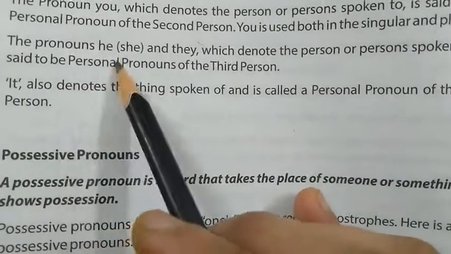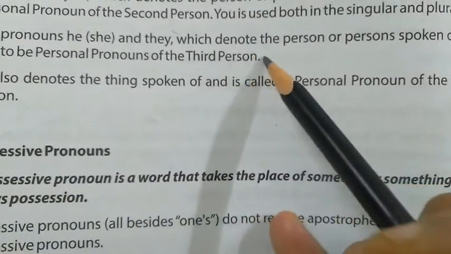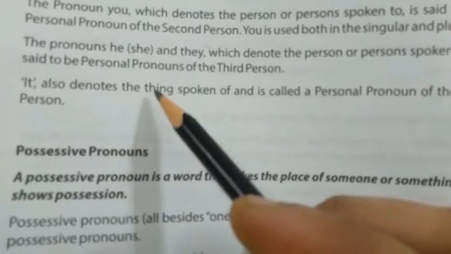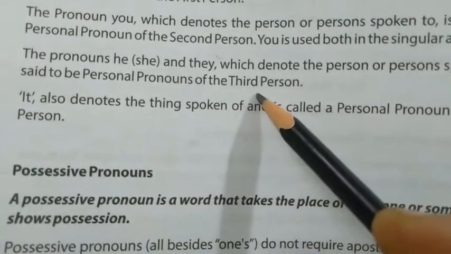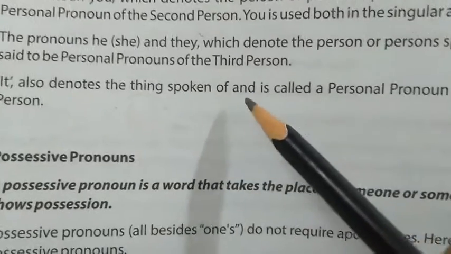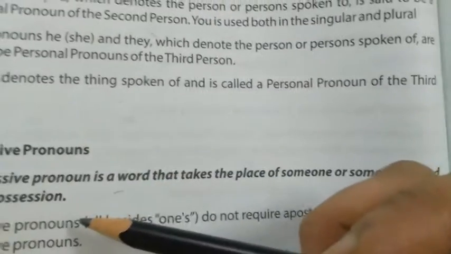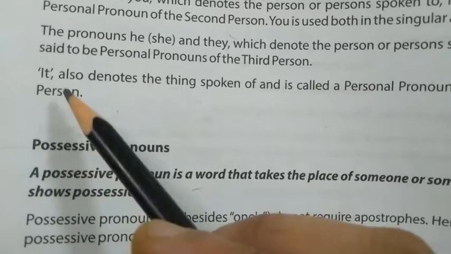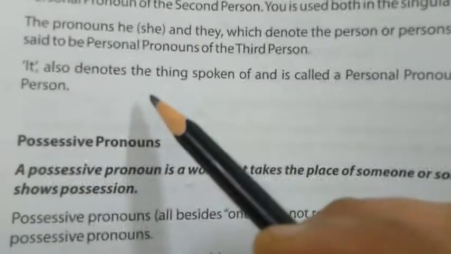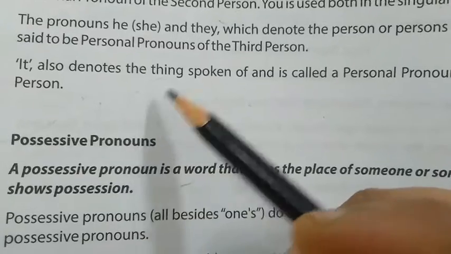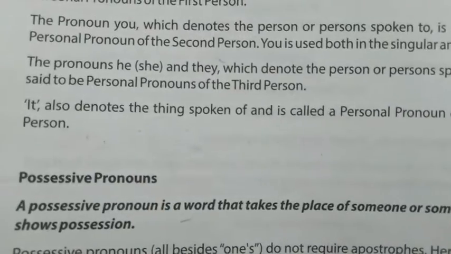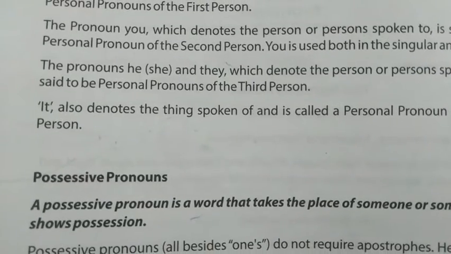The pronouns he, she and they, which denote the person or persons spoken of, are said to be personal pronouns of the third person. It also denotes the thing spoken of and is called the personal pronoun of the third person. So it we can use for animals, for non-living things, or for babies also we use it. So I hope the personal pronoun is clear to all of you.